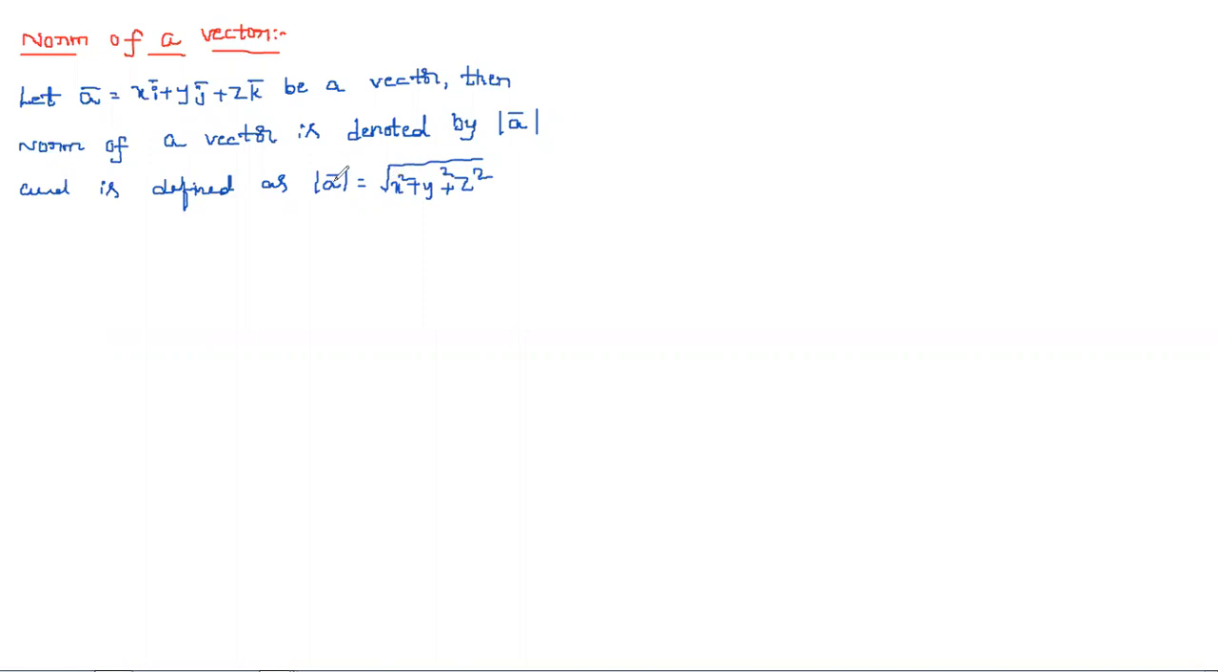A bar is a given vector, and if they ask to find the norm of a vector, or simply modulus or magnitude of a vector, we are simply applying modulus. So mod a bar is equal to square root of x square plus y square plus z square. It means the square root of the sum of squares of coefficients of i, j and k. In word notation, we say sum of squares of coefficients of i, j and k.